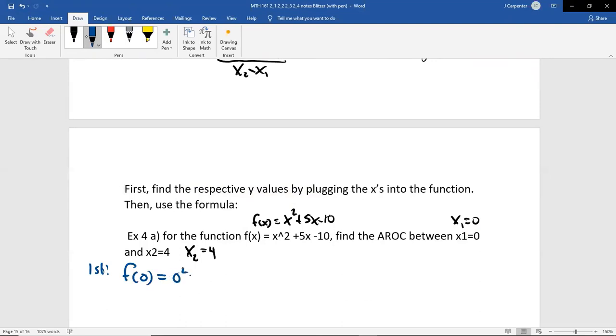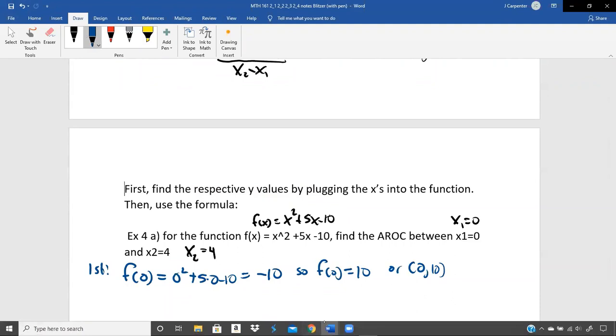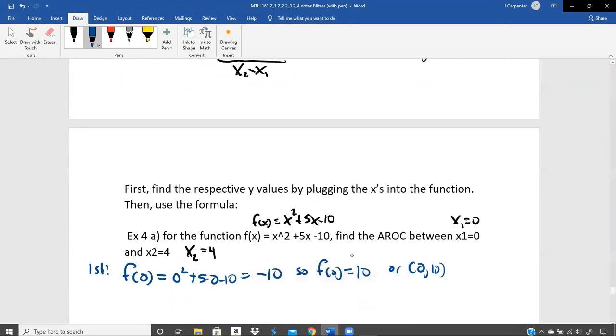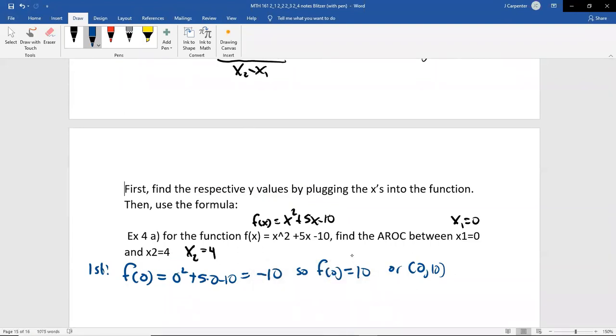So that's 0 squared plus 5 times 0 minus 10, which is 0 plus 0 minus 10, which is negative 10. So that says f of 0 is equal to 10. If you prefer writing this as points, you can write the coordinate 0, 10. Both of these are accurate information. It sounded weird. I don't think I said it wrong, it just sounds weird. Both of those bits are accurate pieces of information. That makes it sound a little better. So that was your x1 and your y1, so to say.